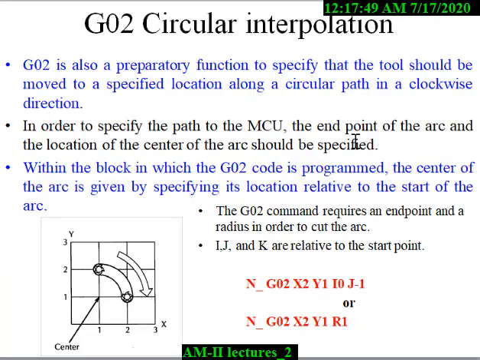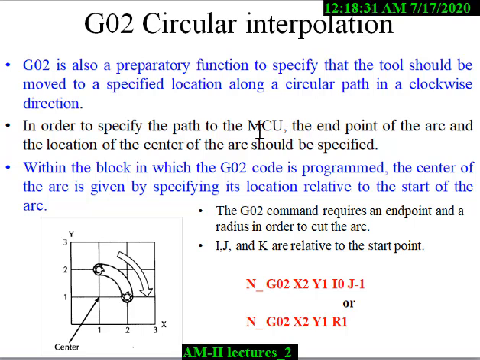Okay, so next we'll be discussing the G02 circular interpolation. G02 is also a preparatory function to specify that the tool should be moved to a specific location along a circular path in a clockwise or anti-clockwise direction. G02 will be used for the clockwise direction and G03 will be used for the counterclockwise or anti-clockwise direction. In order to specify the path to the machine control unit, the endpoint of the arc and the location of the center of the arc should be specified. So that you have to specify in case of circular interpolation.